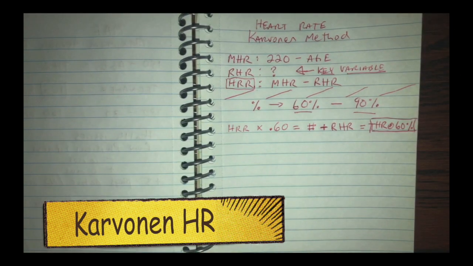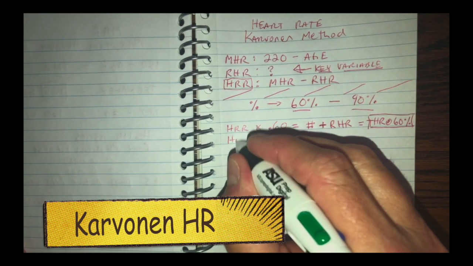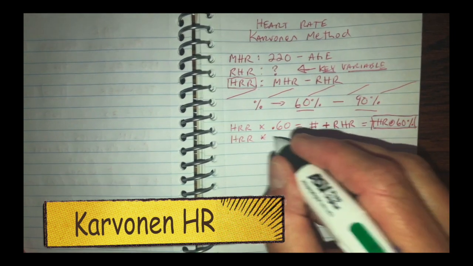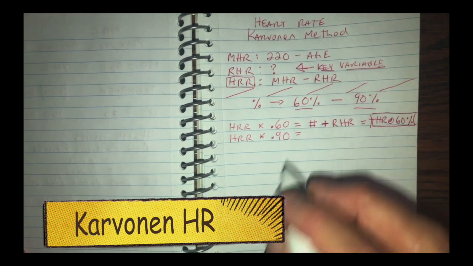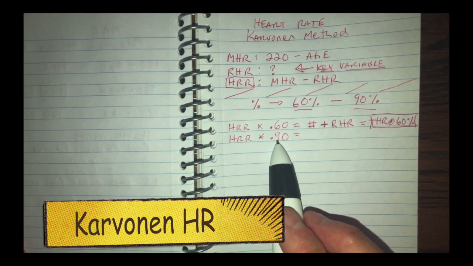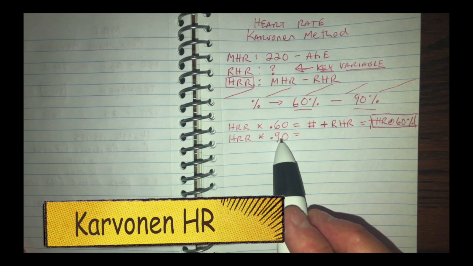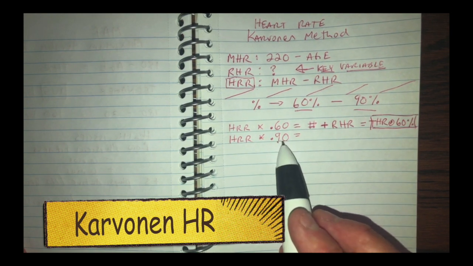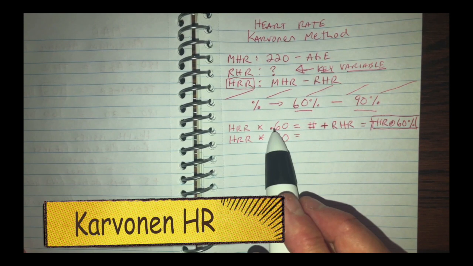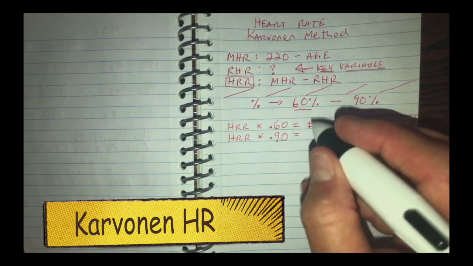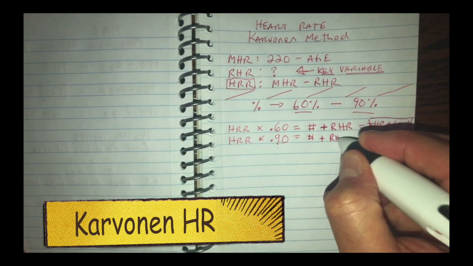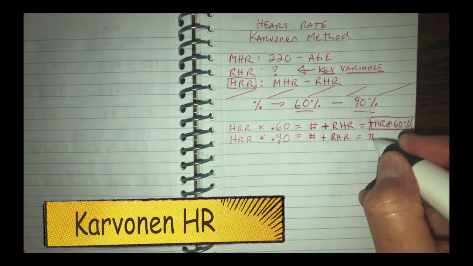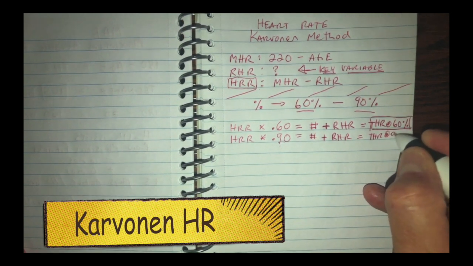Now, we're not done yet. We have one more step, but it's not difficult. We're going to take our heart rate reserve again. We're going to multiply by 90%. Again, this could be 70%, 75, 77, 80%, 84%, whatever you want it to be. Again, I wouldn't go below 60 and I wouldn't go above 90. Again, you're going to get a number. And again, we're going to add our resting heart rate back in. And then we will finish up with our target heart rate at 90%.